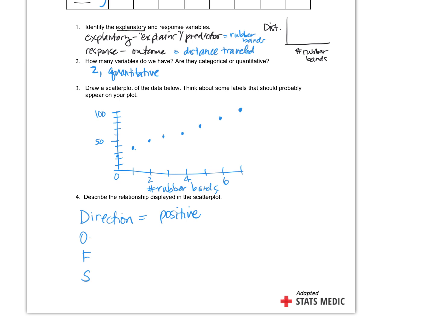O is for outliers. Do I have any points that fall outside the pattern? No. Not in this example, so I would say none.